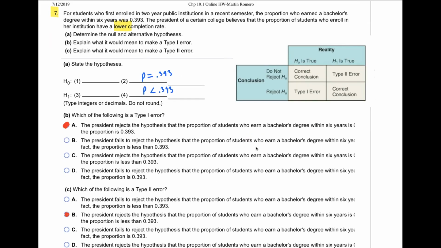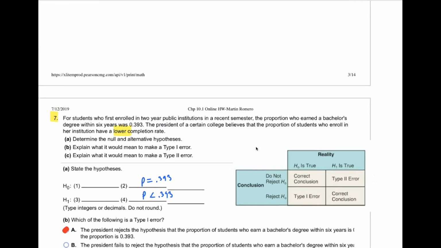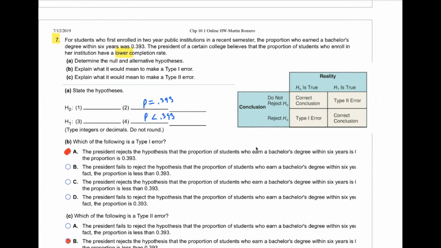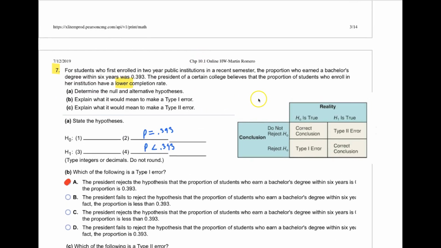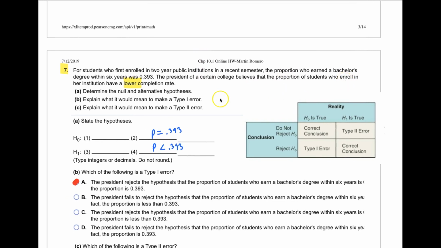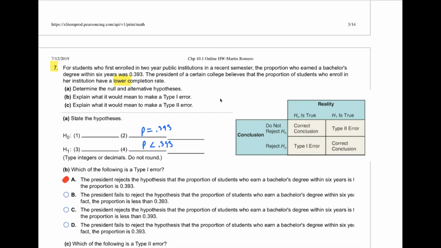This is problem 10.1.15. The first part of the problem is to determine the null and alternative hypothesis. In this situation, we have the president of a college who believes that the proportion of students who enroll in her institution have a lower completion rate.